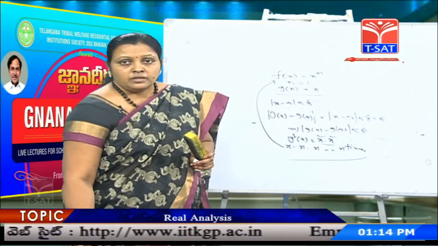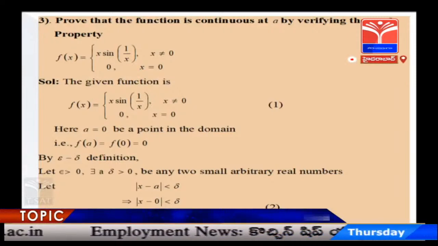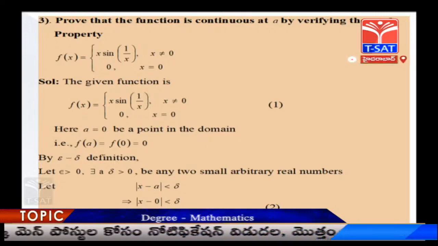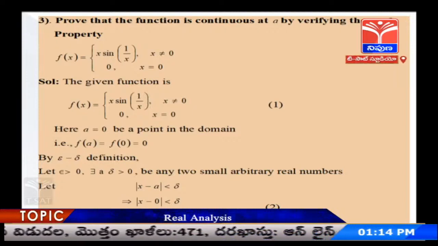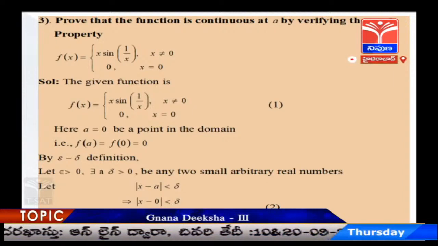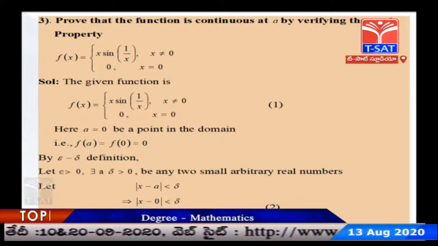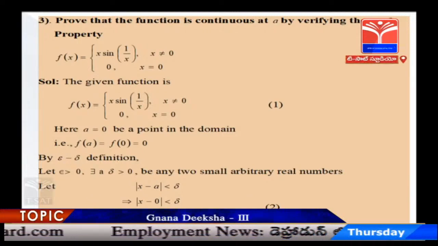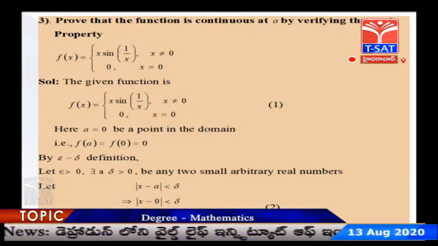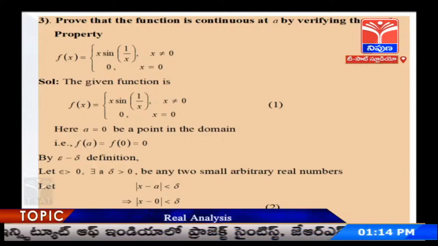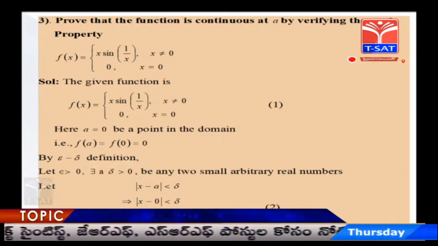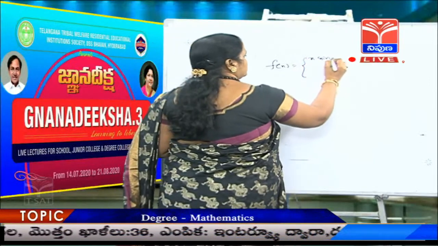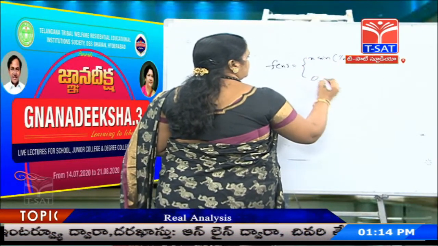Now let me come to the next problem, that is f of x equal to, it is a step function which is given as x sine of 1 by x whenever x is not equal to 0. Whenever x equal to 0, we take it as 0 itself. Now how to define this function? Again we take the given function as equation number 1, and let me discuss in two cases. Let the point a equal to 0 be a point in the domain. Then what happens whenever a equal to 0? Why? Because here the function is defined as x sine 1 by x when x is not equal to 0, and it is 0 when x equal to 0.